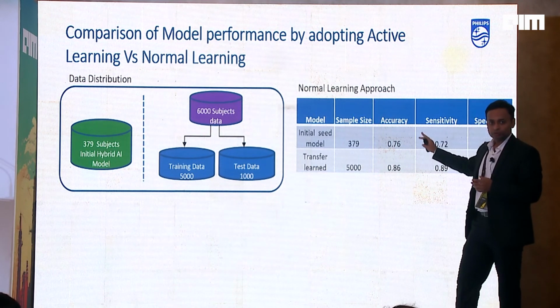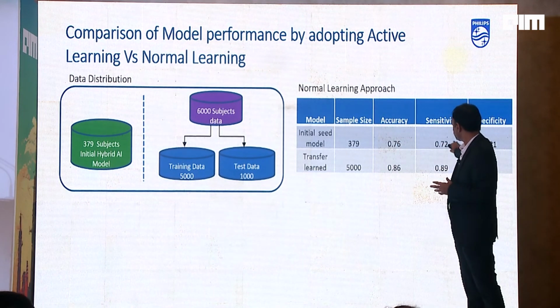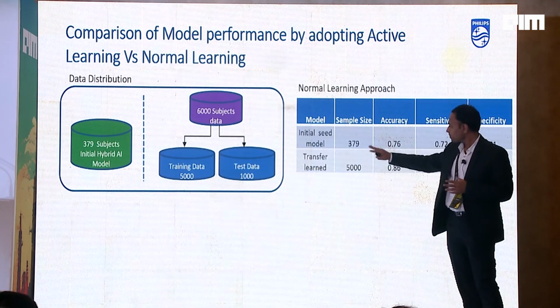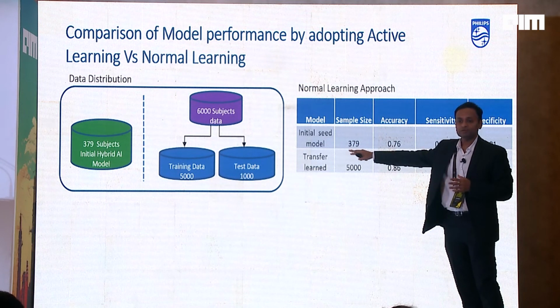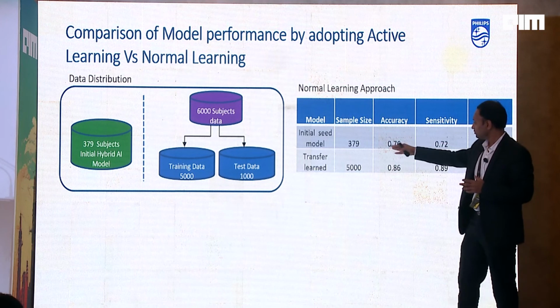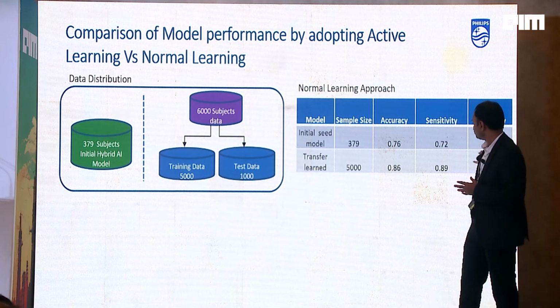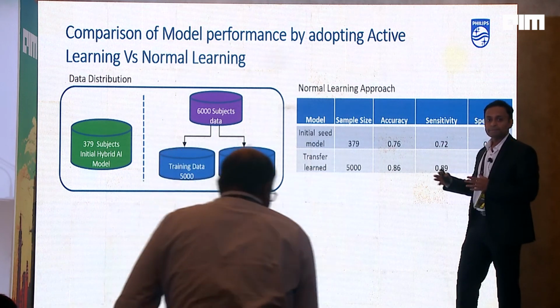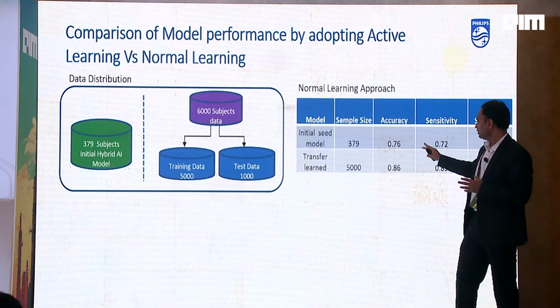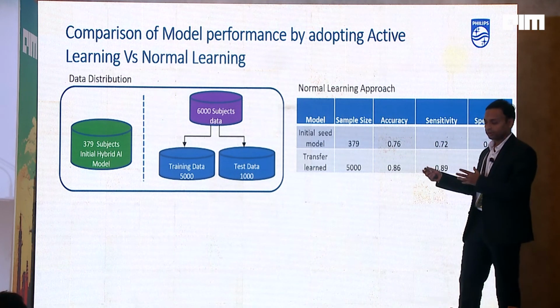And in the case of a normal learning approach, which is nothing but the classical way of doing it, you take the initial seed model; this was the accuracy on the test data that you got. Now transfer learn it on all the 5,000 samples, because you do have labels for all the 5,000 samples, and then test it on these 1,000 subjects. That's the kind of accuracy, sensitivity, and specificity that you are looking at, right? The use case here is you have already taken the entire subject data to train it.